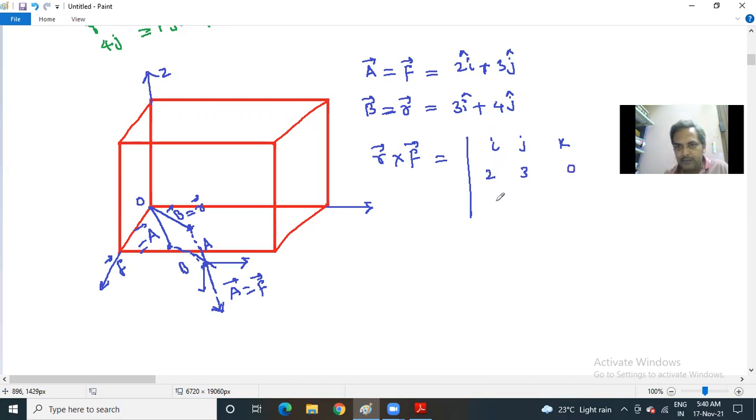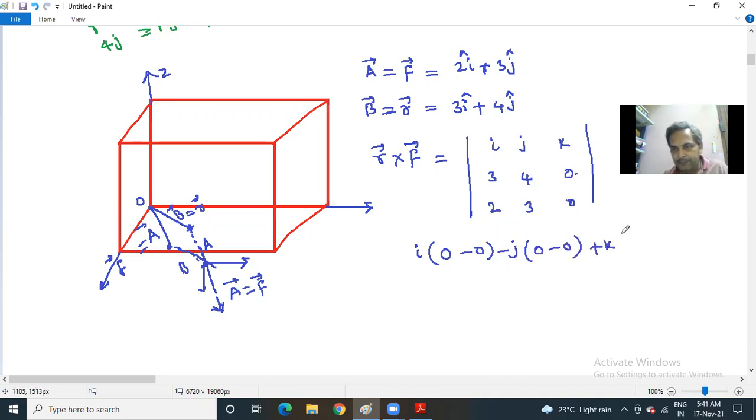So it has 2, 3, 0. Next, coming to the F part. Sorry, first let us write r. r is 3 under i, 4 under j, and 0. For the case of F, 2, 3, 0. If you go with i, this column and this row you forget. So this will be 0, this will be 0. Minus j, if you take, this column and this row, this will be 0, this will be 0. Plus k. Therefore, this is going to be 9, and this is going to be 8.